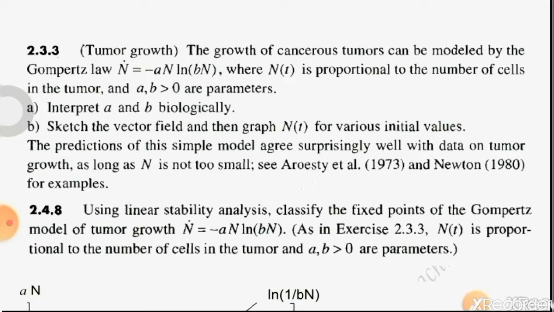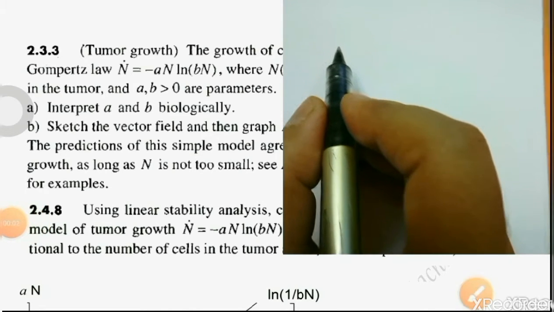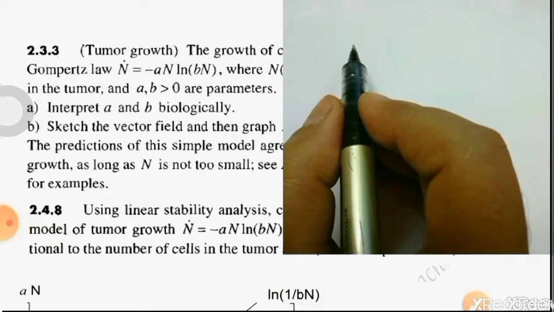Now, the question is, what do the parameters a and b biologically interpret, and then sketch the vector field, and from the idea of vector field, plot n(t) for various initial values, and we also have to check the stability of the fixed points using linear stability analysis.